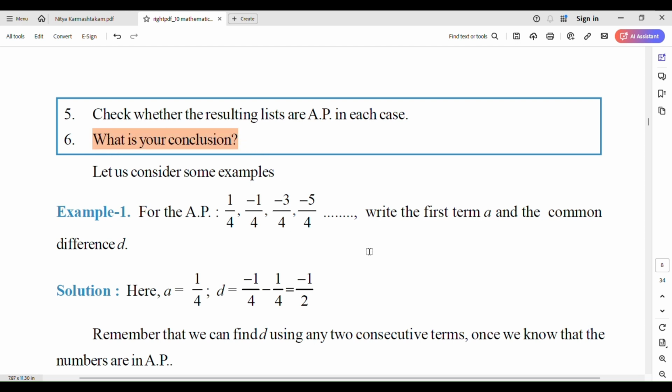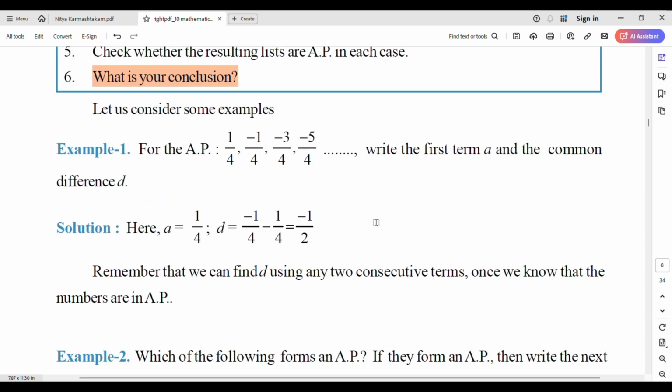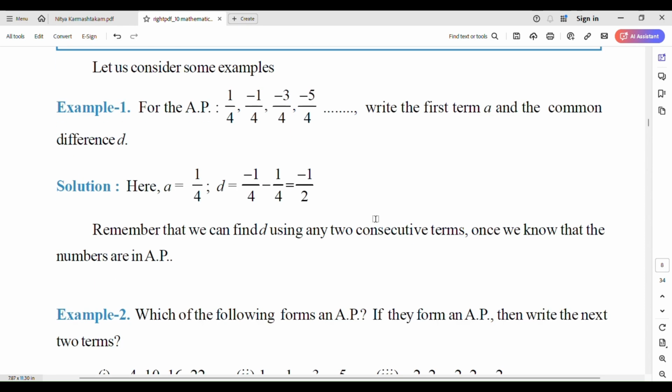That's the conclusion we made. Okay. So let's see some more examples here. The AP is given here. Write the first term and common difference. That's all we have to do.